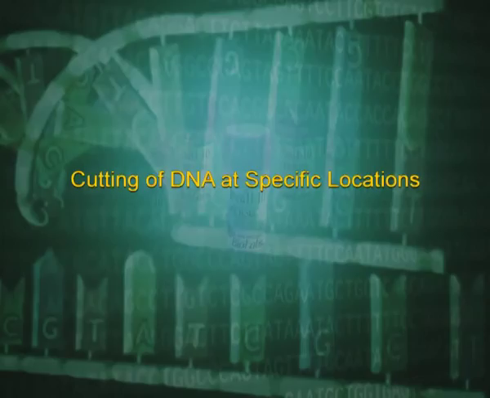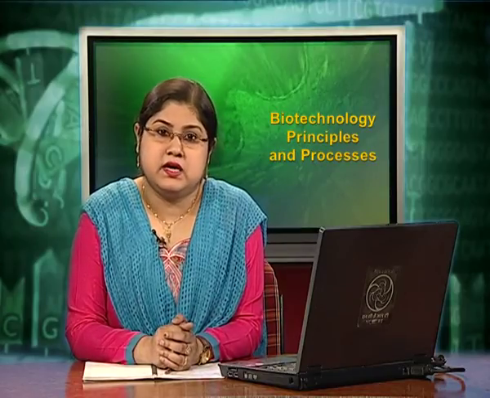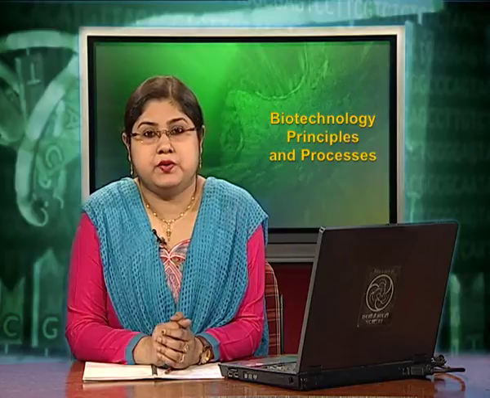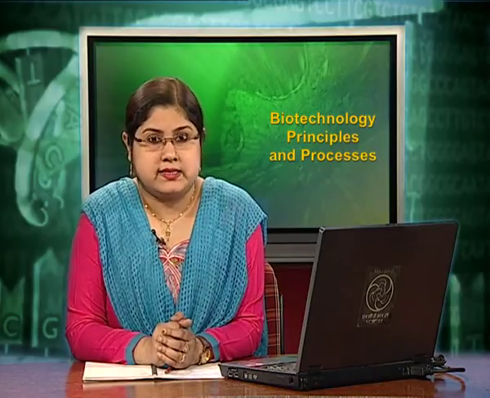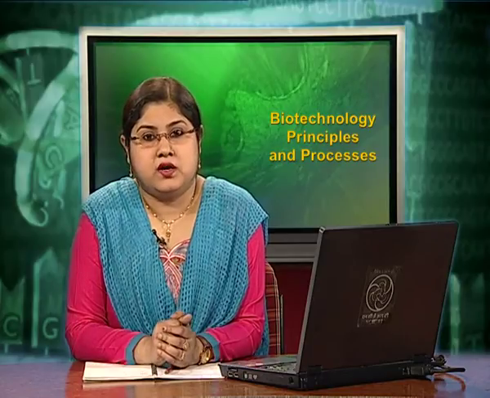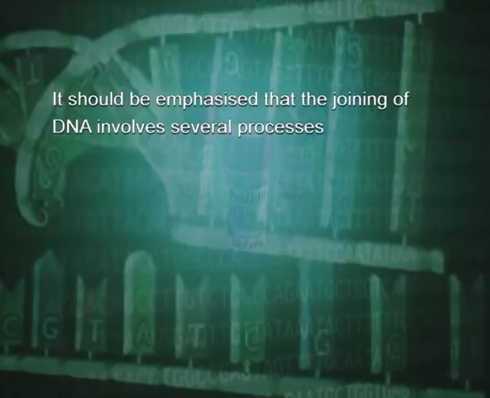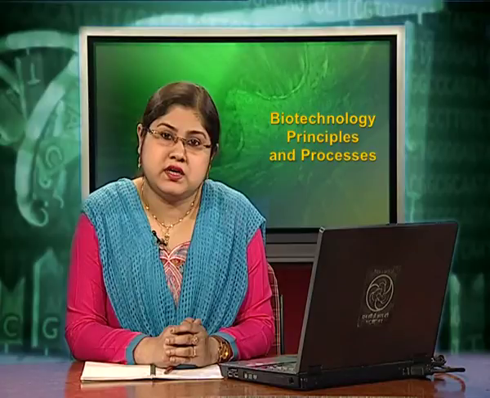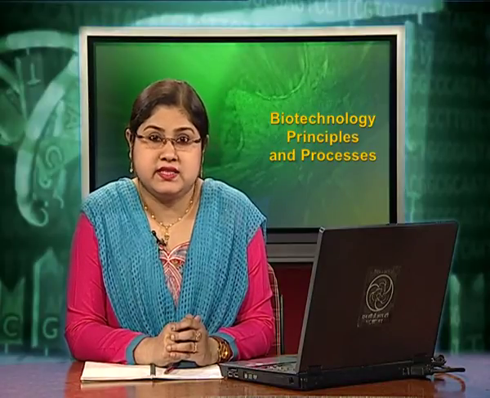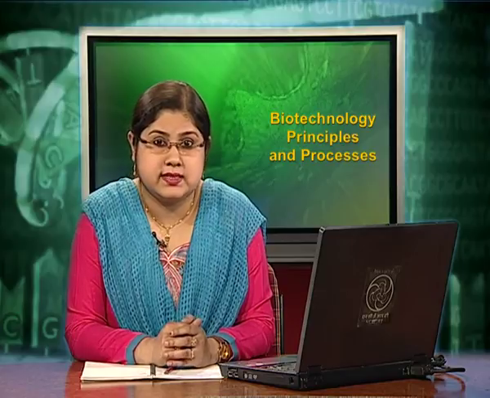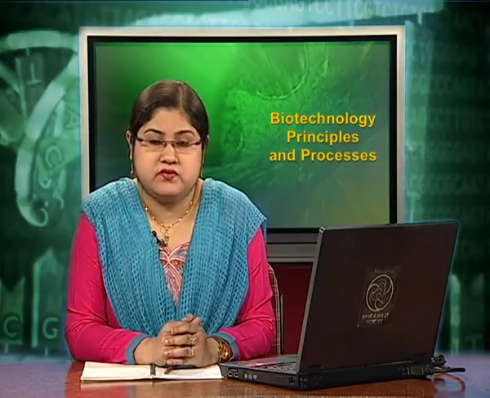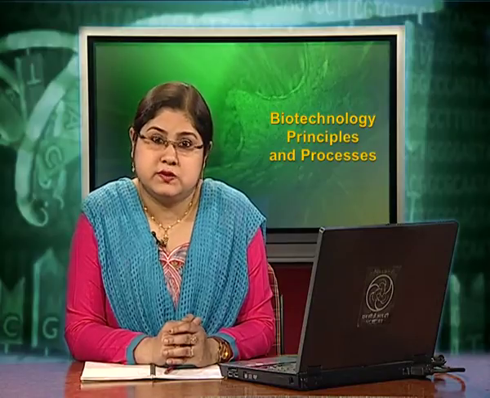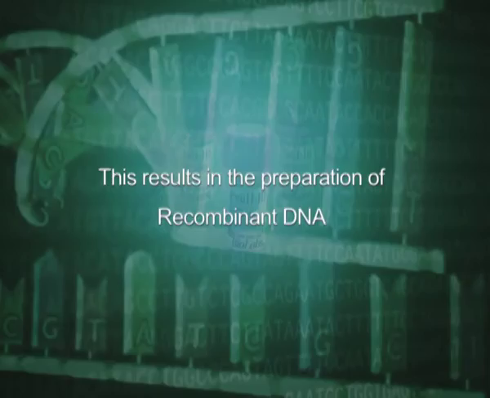The next in the order is cutting of DNA at specific locations. It involves restriction enzyme digestions performed by incubating purified DNA molecules with the restriction enzyme at the optimal conditions for that specific enzyme. It should be emphasized that the joining of DNA involves several processes. After having cut the source DNA as well as the vector DNA with a specific restriction enzyme, the cut out gene of interest from the source DNA and the cut vector are mixed and ligase is added. This results in the preparation of recombinant DNA.